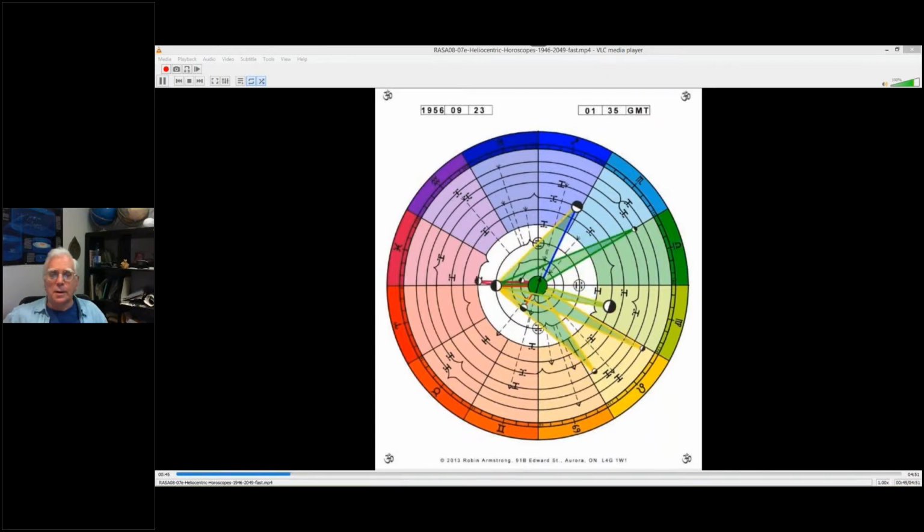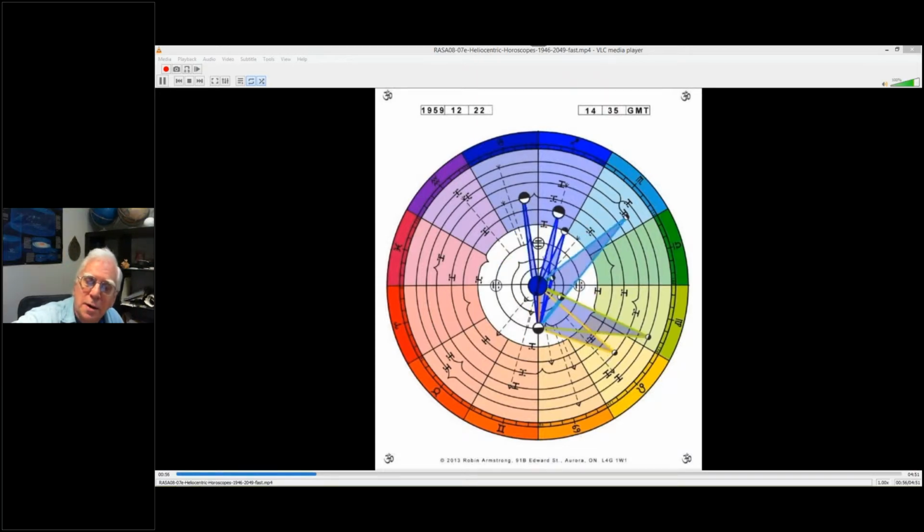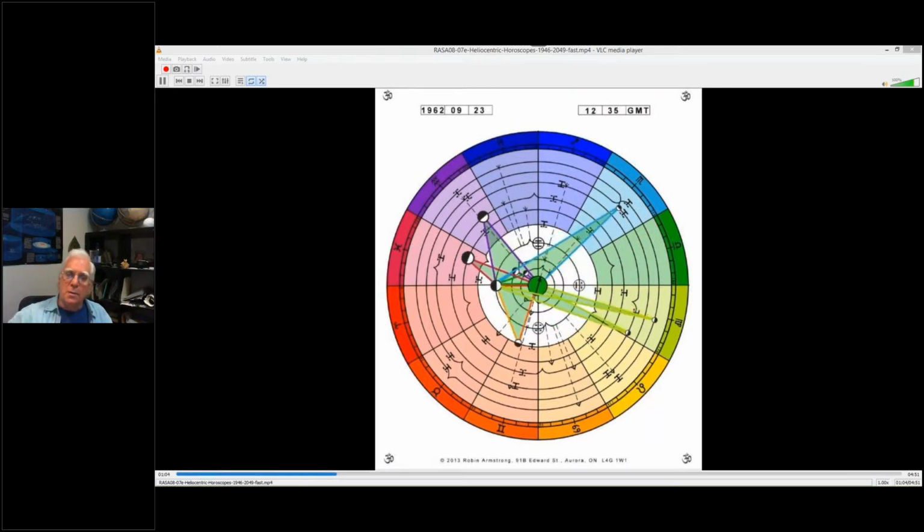1956, 1957, 1958. And slowly the outer planets are moving along and the inner planets are moving faster. 1961, so you start to see some of the main aspects that happen in a chart. 1962, moving away. Here on the left, you have Jupiter and Saturn.